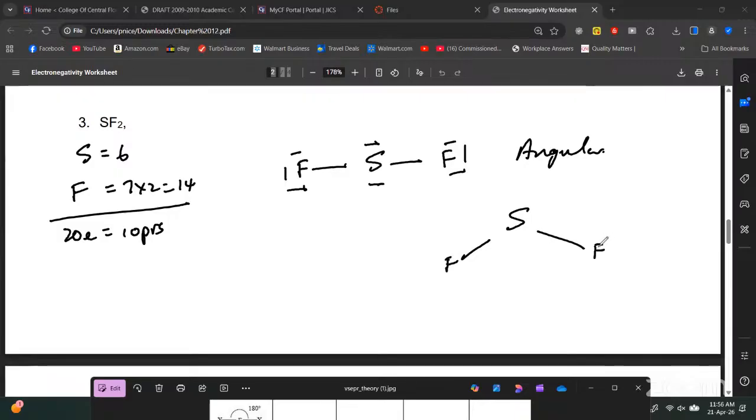So based on that, what do you think the polarity is going to be? It's going to be polar because you're going to have one dipole acting in this direction, another dipole acting in this direction. So they will not cancel out each other, right? So therefore, the net polarity would be a non-zero value. So therefore, the molecule will be polar. All right? Any questions about this one?